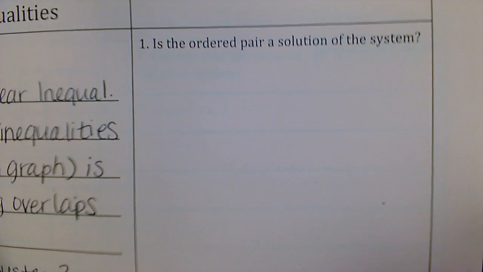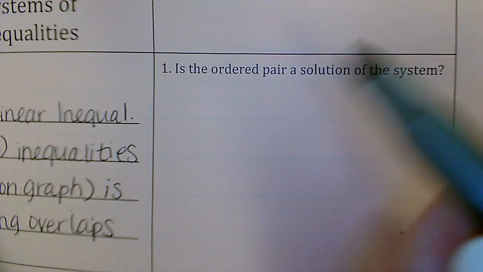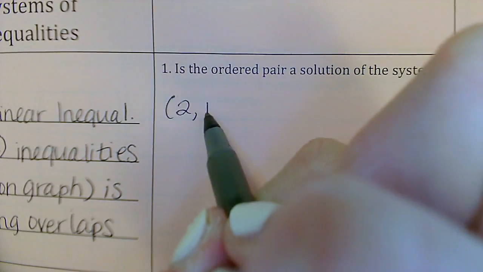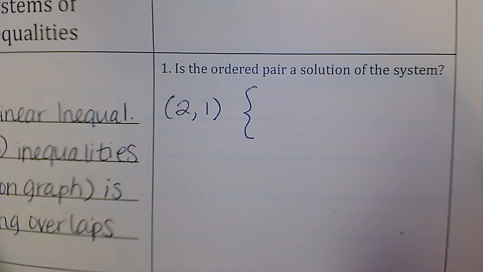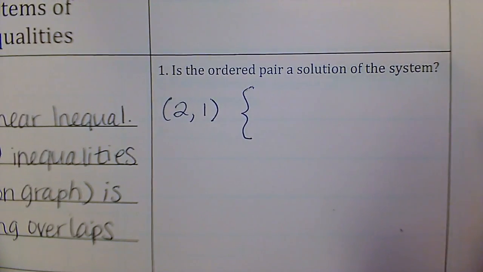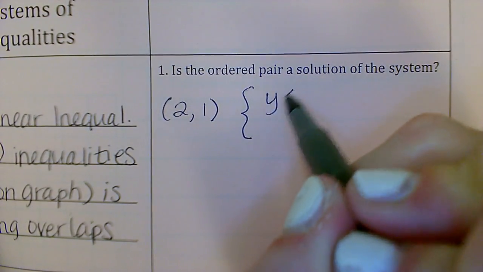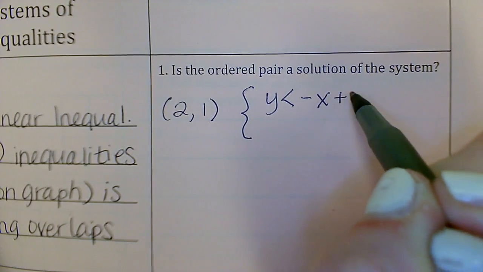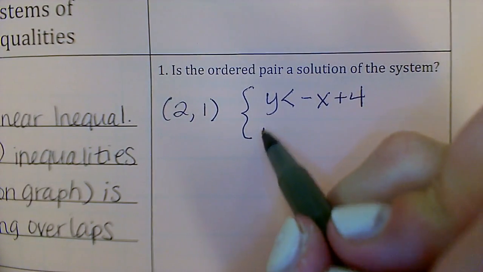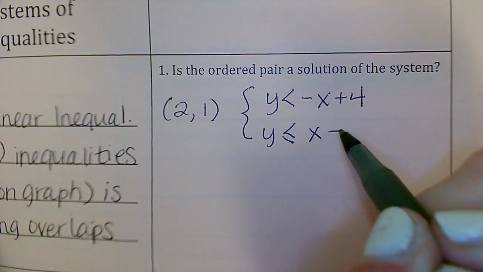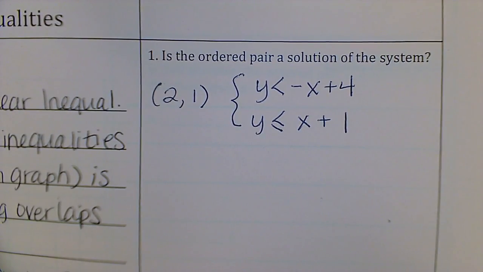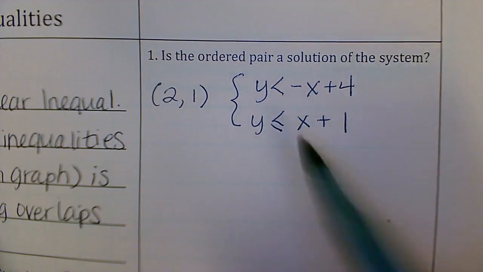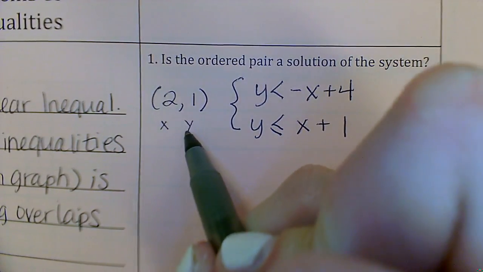So let's take a look at the first example here. They're asking if the ordered pair is a solution of the system. So let's say I'm giving you (2, 1), and the system, again, is going to be two inequalities. So let's have y is less than negative x plus 4, and y is less than or equal to x plus 1. So the question is, is the ordered pair a solution? All I'm doing is plugging this in to both. So I have an x value and I have a y value.